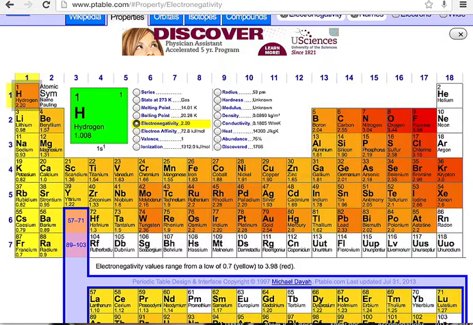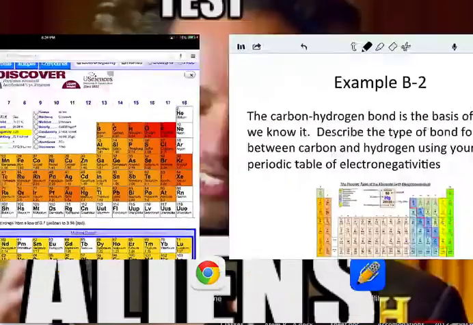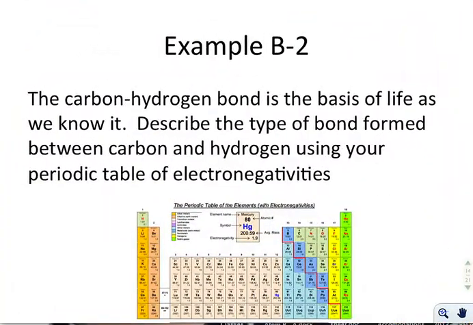If you look, hydrogen is in the top left corner. It has a value of 2.2, and carbon has a value of 2.55. So that is going to be a slightly polar bond because there's a difference of 0.3. It is getting pretty close to where it could almost be considered nonpolar, but it is still a difference of 0.3. So we do still say that this is actually a slightly polar covalent bond.